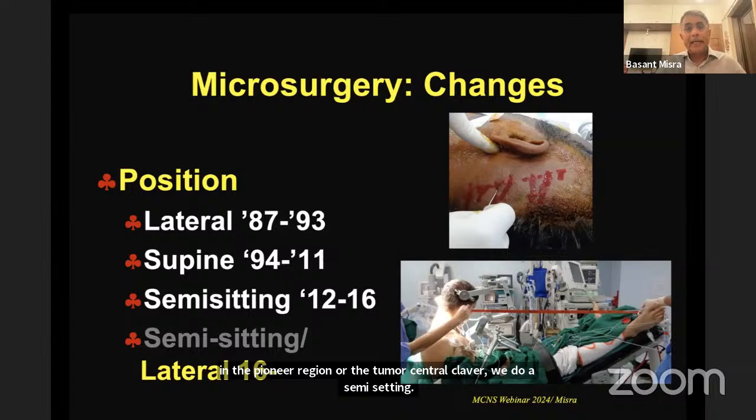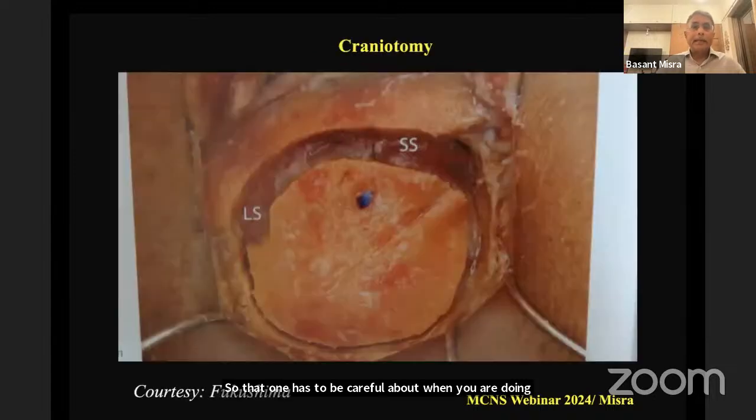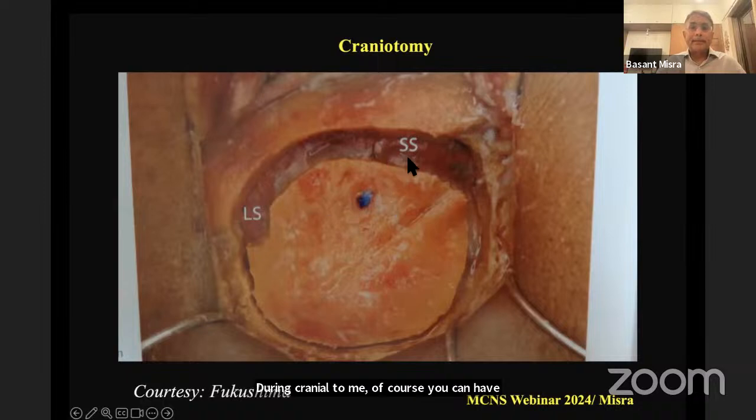Most patients with CP angle tumors today are operated in the lateral position, since after 2016. So one has to be careful when you are doing the positioning, because of the problems it can cause. During craniotomy, of course, you can have disasters because of sinus injury or vertebral artery injury. One of the things which I tell the residents: we do a craniotomy like this, but over the sinus, we drill it. We don't do the craniotomy. Especially in older patients, the dura is very stuck to the bone, and if you do a craniotomy, you can completely shiver the sinus, which can sometimes be disastrous.